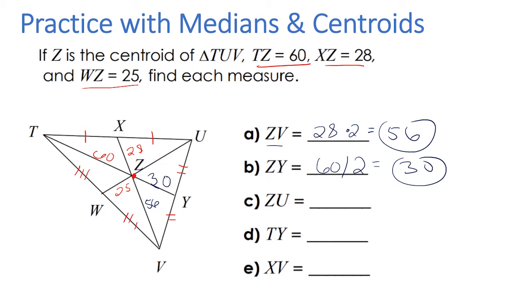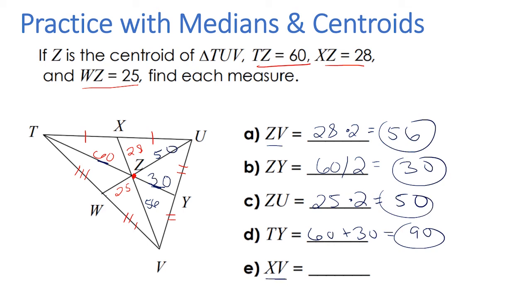So let's look at ZU. We have WZ, right? WZ is 25, so ZU would be twice 25. So ZU would be 50. All right. Now we want to find TY. Since we know that TZ is 60 and ZY is 30, we could simply add 60 plus 30. That gives us 90.